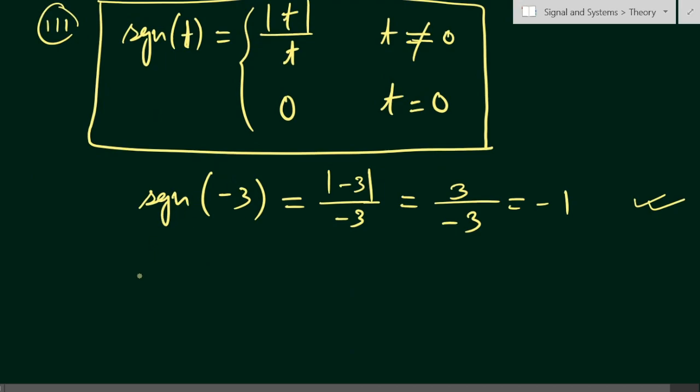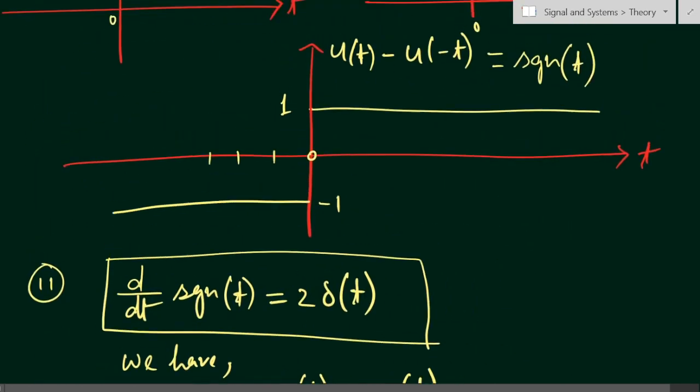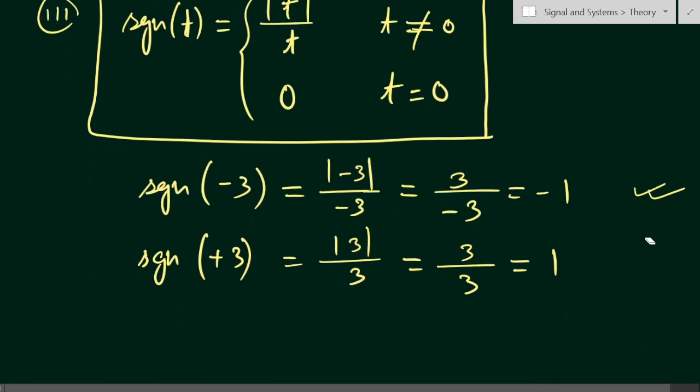Now let us take some positive value. Signum function of plus 3. So what will have? Mod of plus 3 divided by 3. Okay, mod of 3 means 3 divided by 3 is equal to 1. So for positive 3 value of t, that is 1, 2, 3. So at this point we have, what is the value? So this signum function has a value of 1. So this point is also valid. Now let us see what is signum function at 0 using this formula.